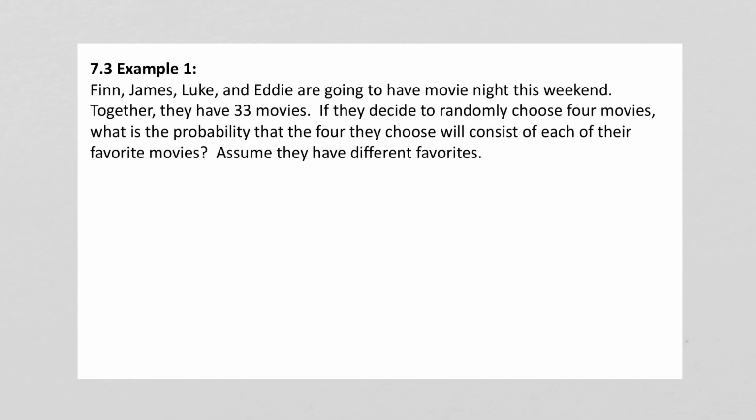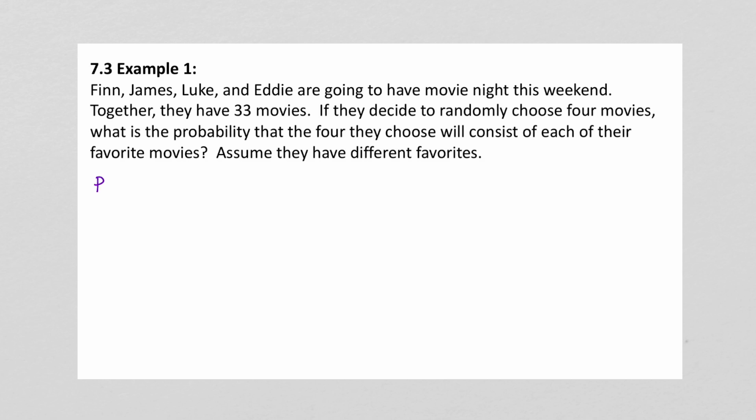Section 3 is using counting with probability. Example 1 says Finn, James, Luke, and Eddie are going to have a movie night this weekend. Together they have 33 movies. If they decide to randomly choose 4 movies, what is the probability that the 4 they choose will consist of each other's favorite movies? And assume that they all have different favorite movies.